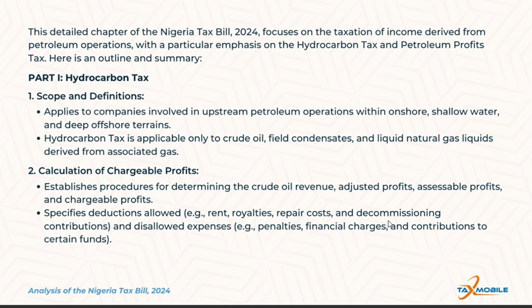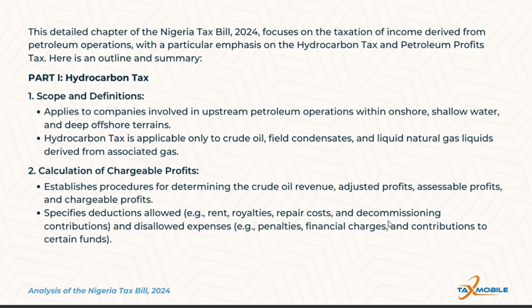The chapter is divided into four key parts covering hydrocarbon tax, petroleum profit tax, deep offshore and inland basin production sharing contracts, and miscellaneous provisions. Each part outlines the tax obligations, allowable deductions, and mechanisms for revenue sharing, ensuring that petroleum operators contribute fairly to Nigeria's tax base while promoting fiscal stability in the sector.